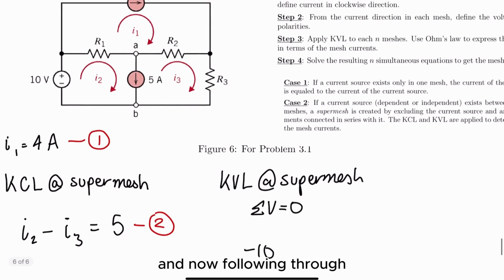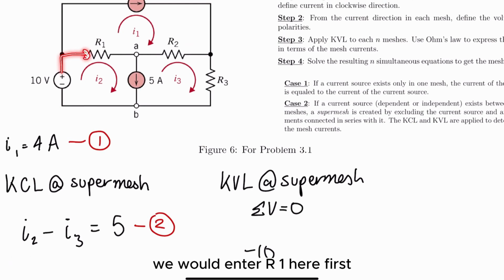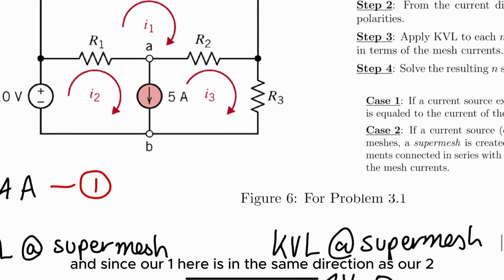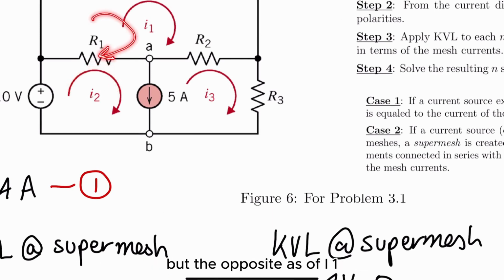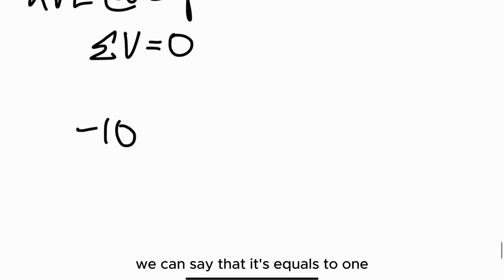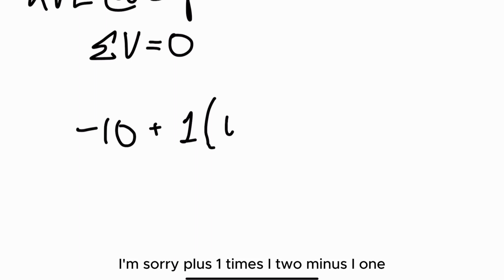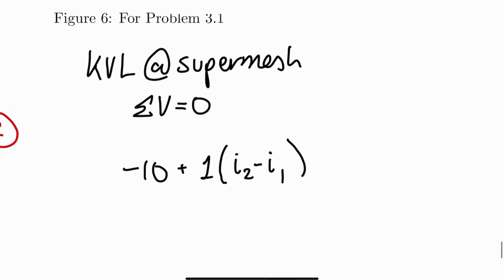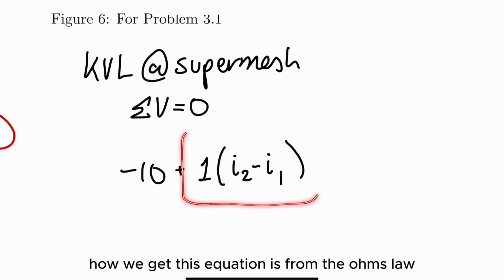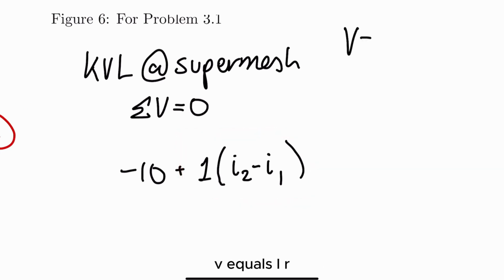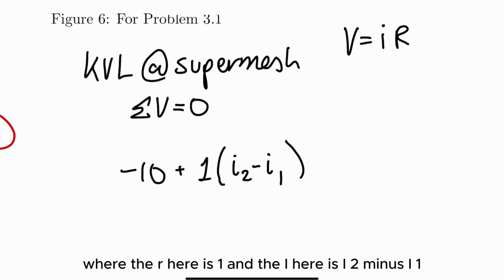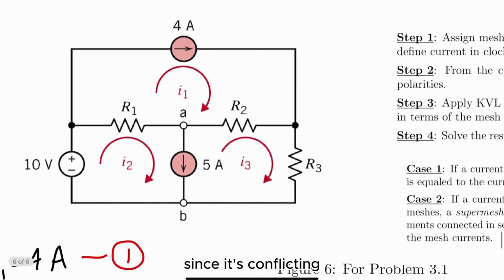Now following through, we would enter R1 here first. Since the current in R1 is in the same direction as I2, but opposite to I1, we can say that it equals plus 1 times (I2 minus I1). We get this from Ohm's law, V equals IR, where R here is 1 and the current here is I2 minus I1 since it's conflicting.